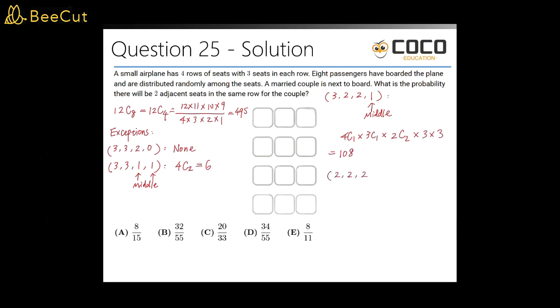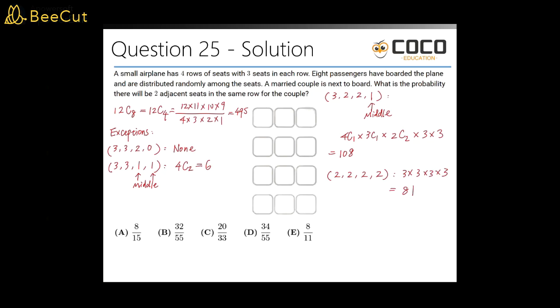Now, the last scenario is that each row has 2 passengers. When this is the case, the married couple can never sit next to each other. We already discussed that with 2 passengers, we have 3 different arrangements: first 2, first and last, second and last. So this is 3 times 3 times 3 times 3, 3 to the power of 4, which is 81.